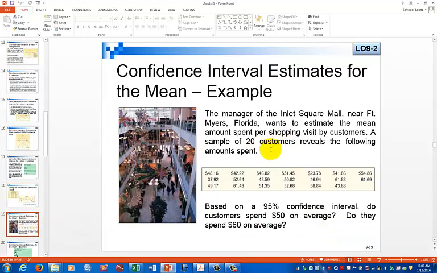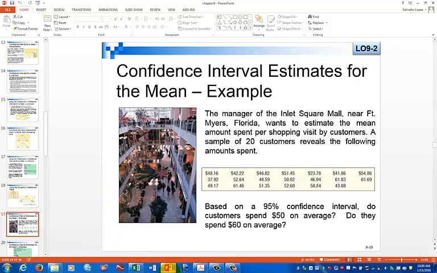This is another example. The manager of the Inlet Square Mall near Fort Myers, Florida, wants to estimate the mean amount spent per shopping visit by customers. A sample of 20 customers reveals the following amounts spent. So these are the amounts spent. Based on the 95% confidence interval, do customers spend $50 on average? Do they spend $60 on average?